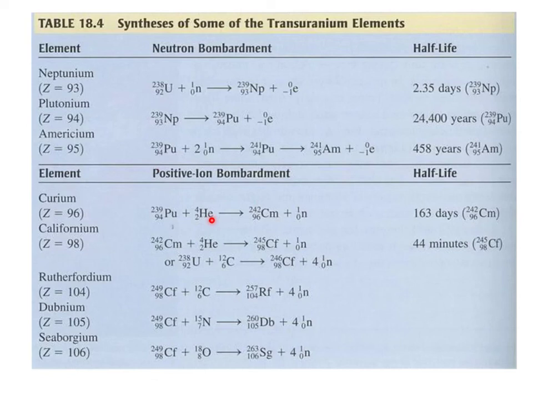Also, this is just a table showing how the synthesis of some of the transuranium elements has occurred. Since 1940, the elements with the atomic numbers 93 through 112 are called the transuranium elements, and many of them have been synthesized via particle bombardment. And this table just shows some of those examples. It's kind of interesting to look at if you want to pause and take a look at some of these nuclear transformations.